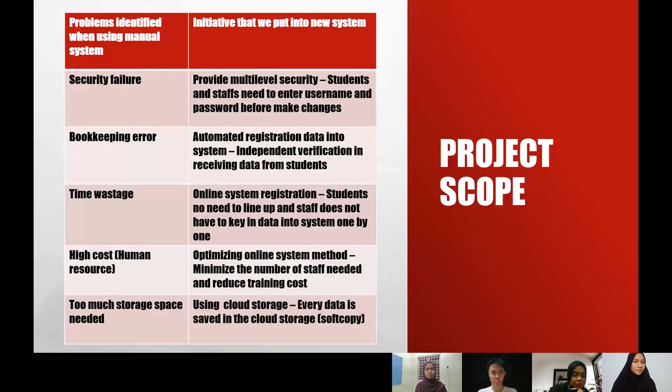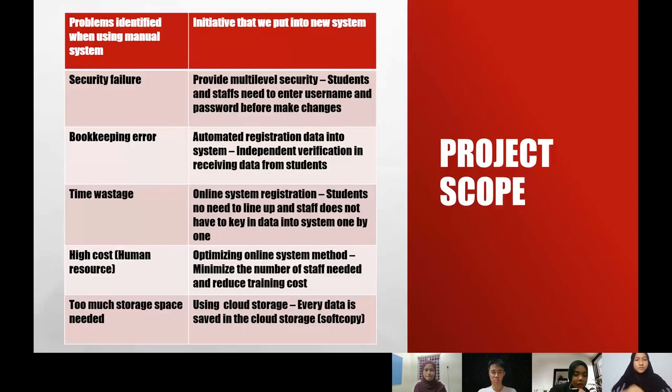Online system registration, so that students no longer need to line up and staff do not have to key in data into the system one by one. For the high cost, mainly in human resources, we are optimizing the online system method so that we will minimize the number of staff needed and reduce training costs.